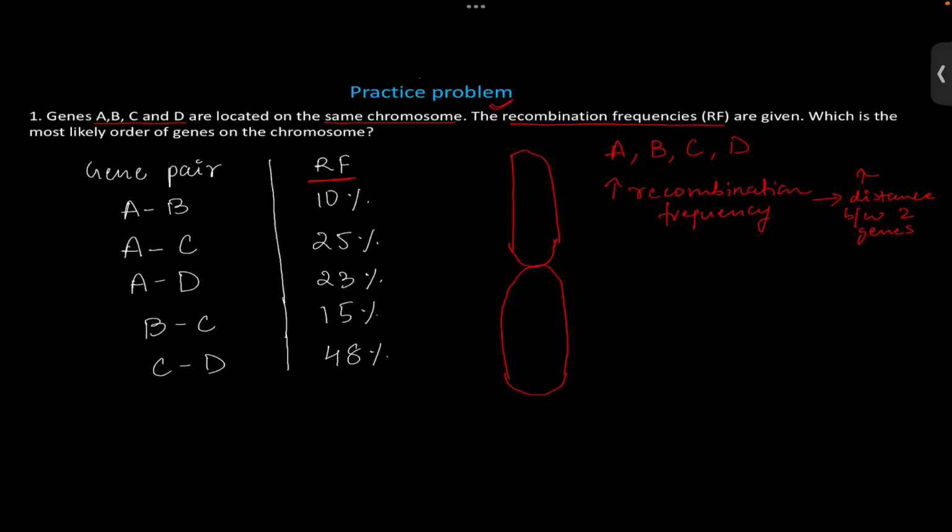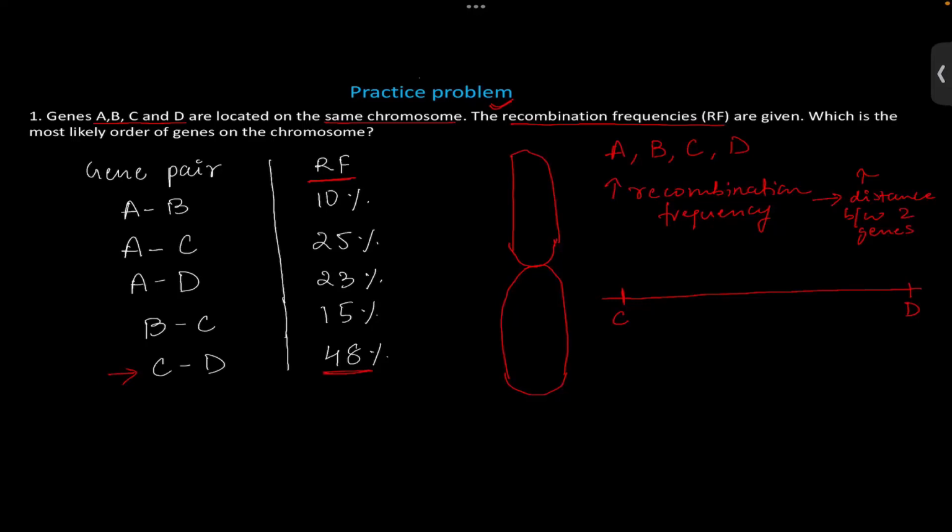So we have to write the correct order of the genes A, B, C, D. We should start by looking at the gene pair with the highest recombination frequency. For the pair CD, the recombination frequency is 48%, so they will be farthest from one another. If this is a line, I can place C and D at the farthest two locations. Then let's start with C. Which of the genes is closest to gene C?